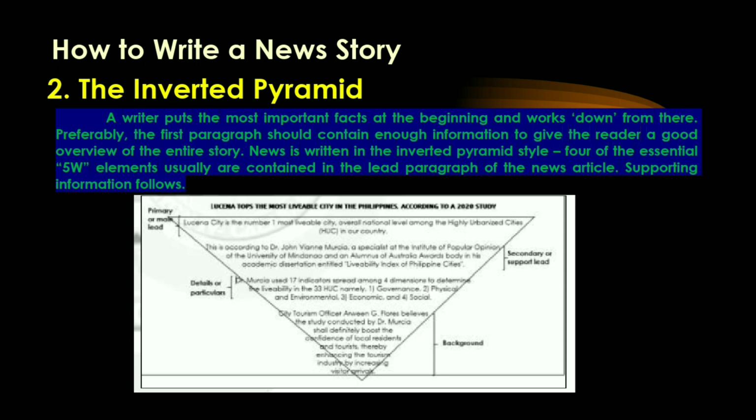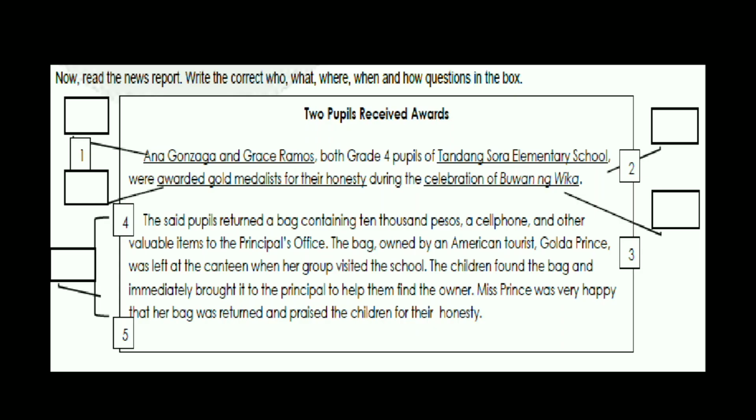Okay? So let us try this one. Okay, now read the news report. You write the correct who, what, where, and how questions in the box. Okay, the title is Two Pupils Receive Awards. Ana Gonzaga and Grace Ramos, both grade 4 pupils of Tandang Sora Elementary School, were awarded gold medalists for their honesty during the celebration of Buwan ng Wika.